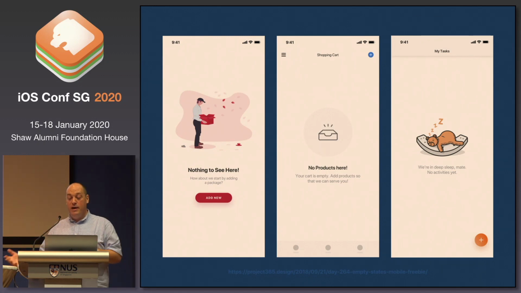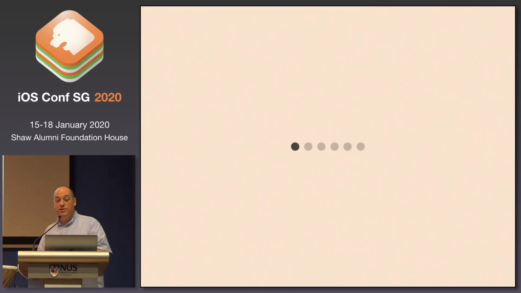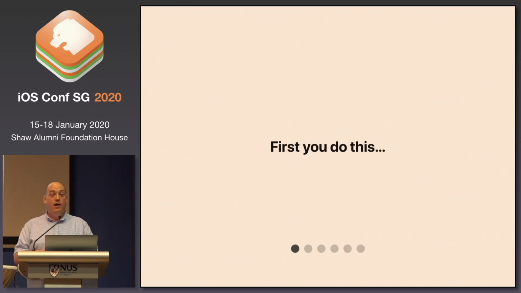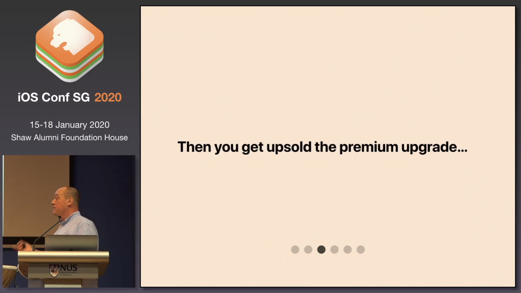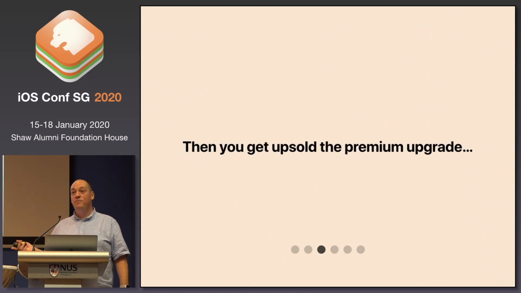But we have moved on a little bit from there. And we have settled very much into a standard way of introducing our applications in terms of how people could use them and what they do. And the first thing you often see when you launch a new application is this. And as soon as you see this, you know that you're on a path to seeing a walkthrough of the application. So first you'll see some feature, then another feature, and then you'll get sold the premium upgrade. And then finally, you will be able to use the application.